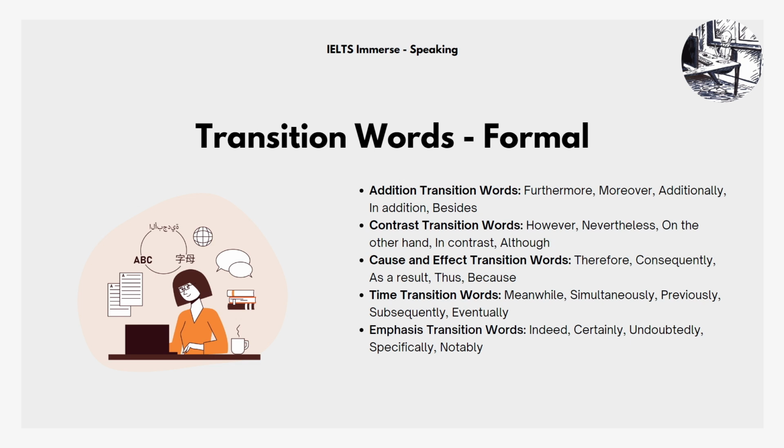Cause and effect transition words: therefore, consequently, as a result, thus, because. Time transition words: meanwhile, simultaneously, previously, subsequently, eventually. And emphasis transition words: indeed, certainly, undoubtedly, specifically, notably.